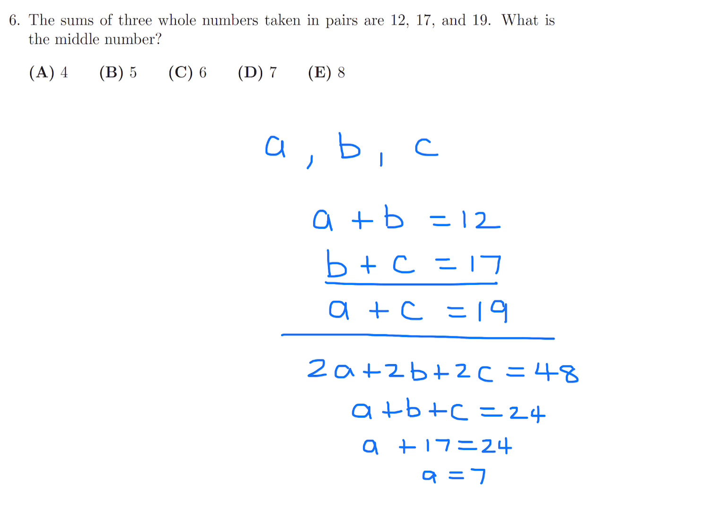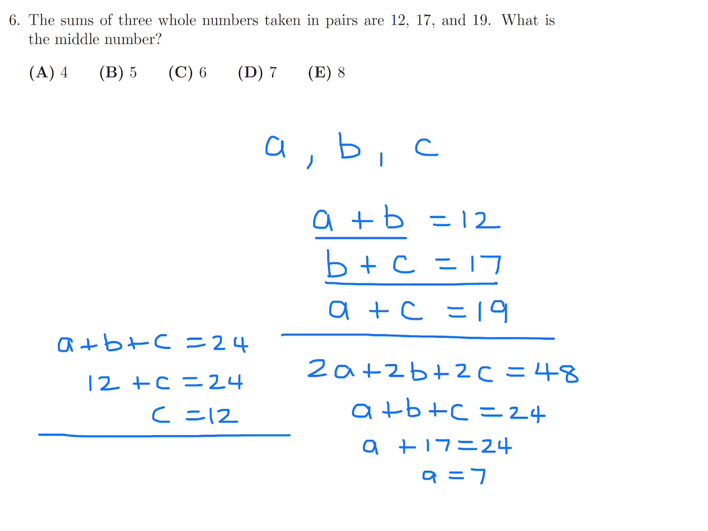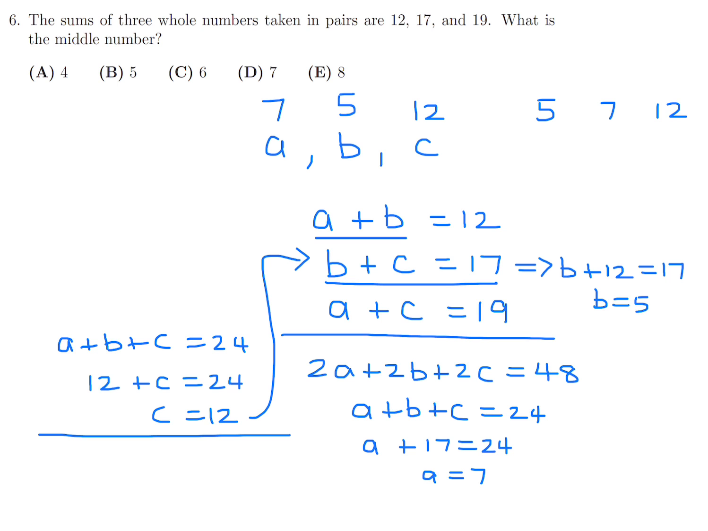Using the same A plus B plus C, which is 24, but A plus B is 12, so I can just put 12 here. And then therefore C is 12. And then finally I can use the exact same equation to solve for B, or you can just put C equals 12 into here. If you do, you get that B plus 12 is equal to 17, and therefore B is 5. So B is 5, A is 7, and C is 12. Now the middle number would be the one in the middle if you arranged these numbers from smallest to largest, and therefore the middle number is 7. So number 6, the answer is D.